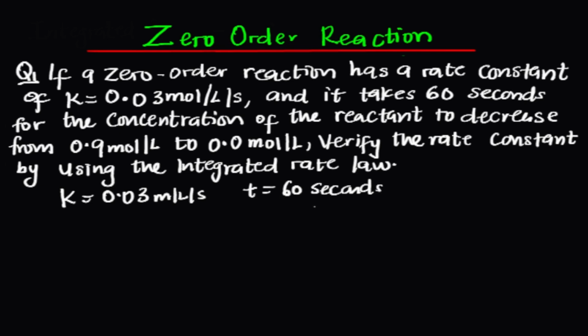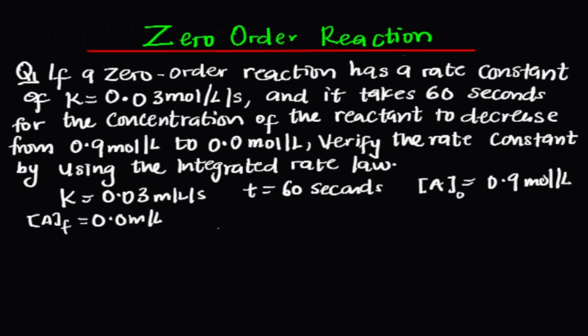Then for the concentration of the reactant to decrease, I'm going to represent the concentration of the reactant as A, from 0.9 mole per liter, which is the initial concentration of the reactant, to 0.0 mole per liter, which is the final concentration of the reactant. Then verify the rate constant by using the integrated rate law. So we are asked to verify if the rate constant is actually right.